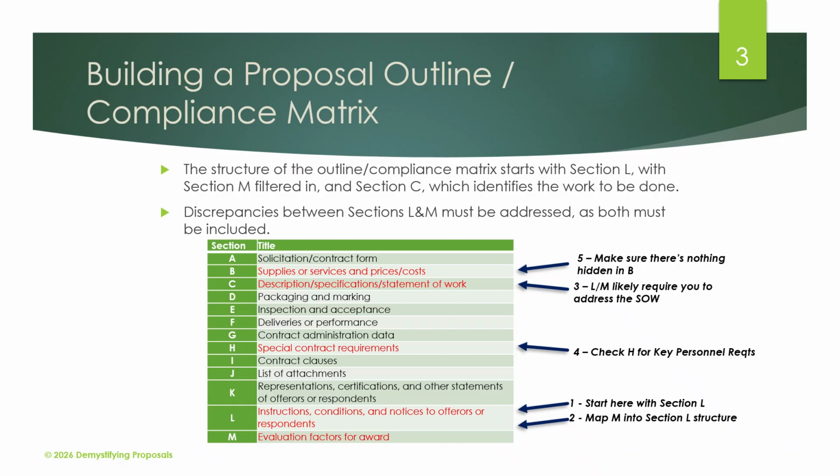If you've watched other videos from Demystifying Proposals, you've likely seen this same slide. It's in a lot of our videos because it's one of the most important concepts. Building the proposal outline and building the compliance matrix is the most important job of the proposal manager, particularly early on, but then again at the end when you have to double check that you're still being compliant. So you want to structure your outline and compliance matrix, starting with section L, and then filter in section M, and then add section C, which is identifying the work to be done in the performance work statement or the statement of work. And you want to fold all those things in together into your outline.